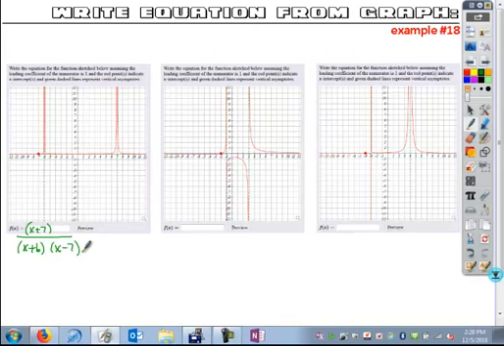The final thing that you're going to do to determine what this function looks like is decide, does it fit the pattern of 1 over x or 1 over x squared? Now think about what 1 over x looks like. 1 over x looks like this. 1 over x squared looks like this.